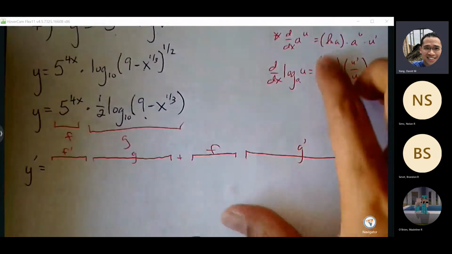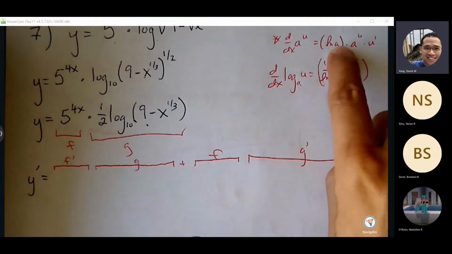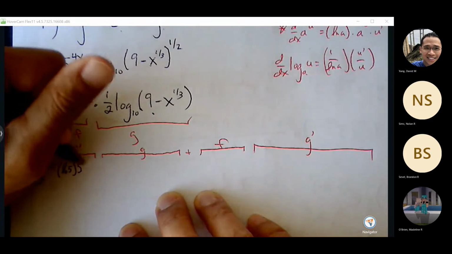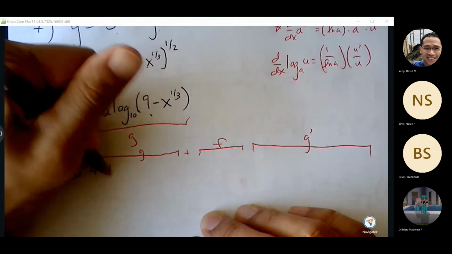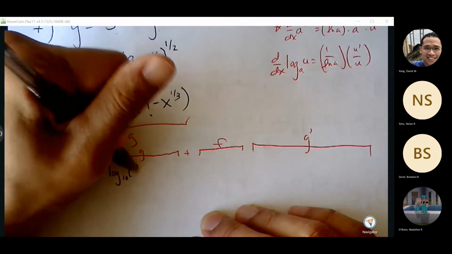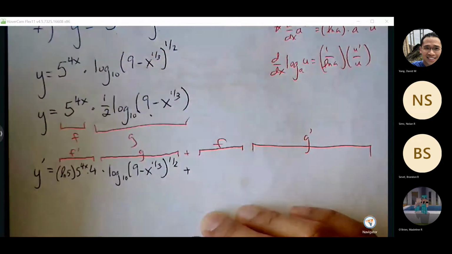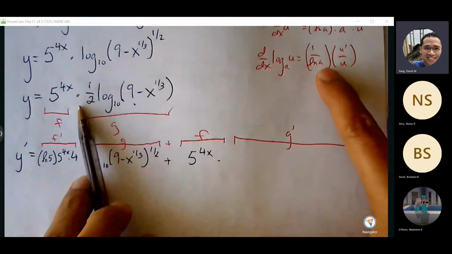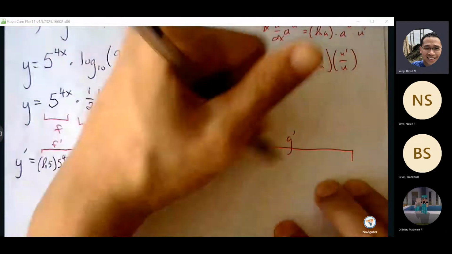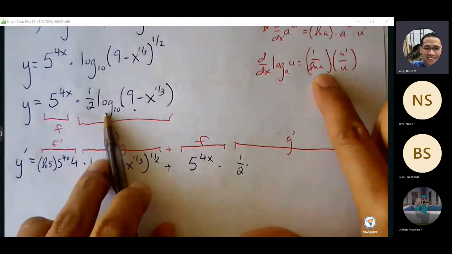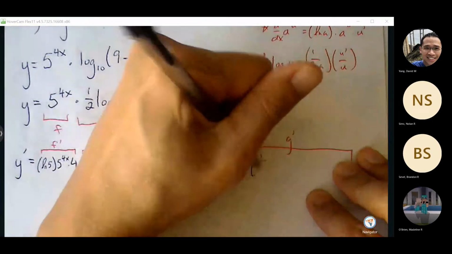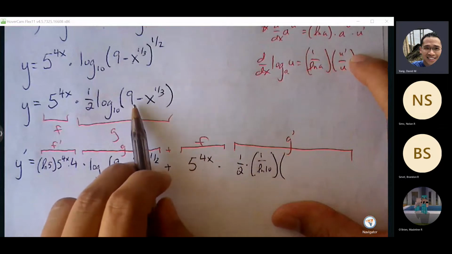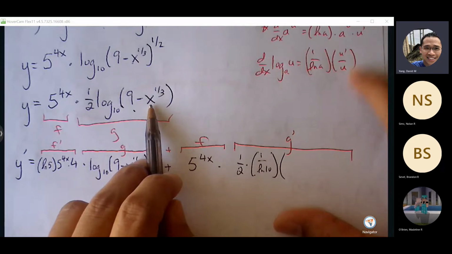So f prime, 5 to the 4x, natural log of a, times a to the u times u prime, so natural log of 5, times 5 to the 4x times 4. Back to f. Okay, g prime. Gotta use my log base a rule, so the 1/2 is just hanging out in front. 1 over natural log of 10. U prime over u. So the derivative of my parentheses, the 9 goes to 0, the negative x to the 1/3 becomes negative 1/3 x to the negative 2/3.